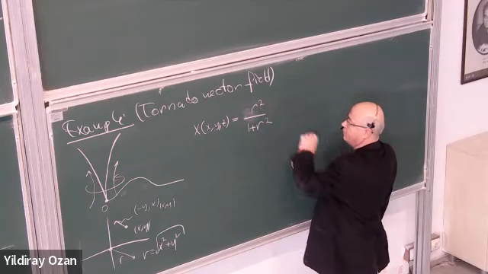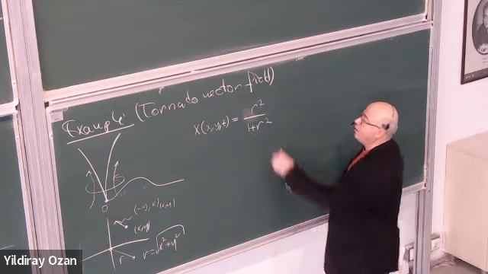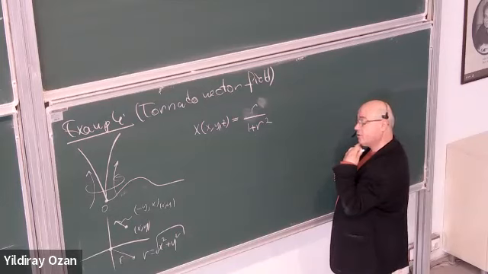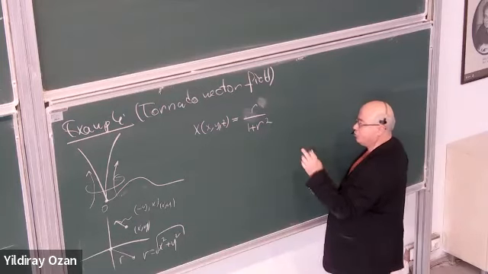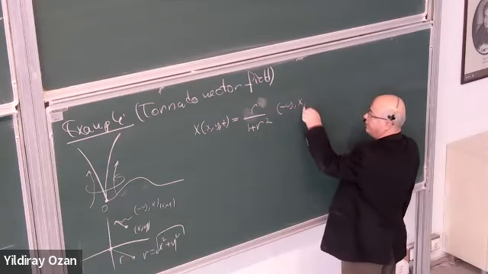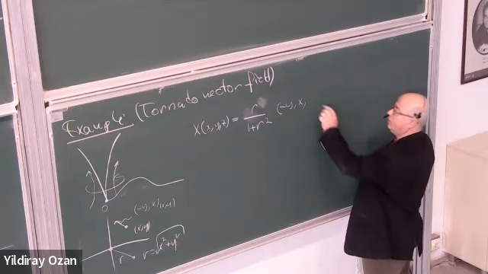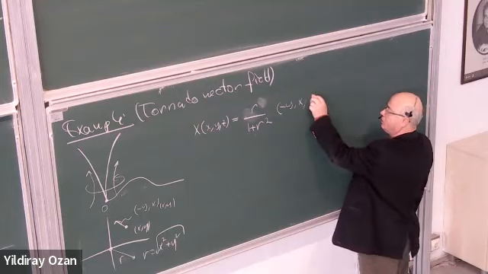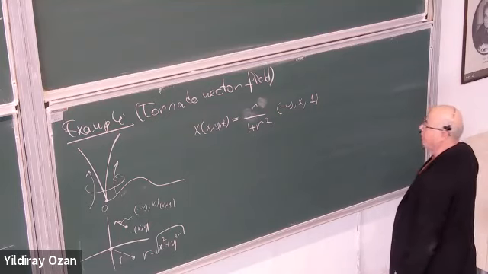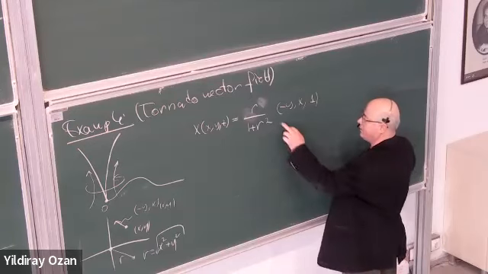And then I should put here (-y, x), and then a z component. Also here, let's put the unit vector. Of course, this is just a model. This is not the reality.